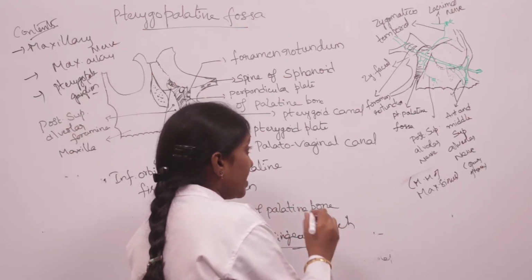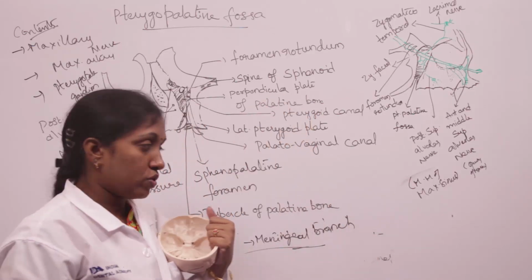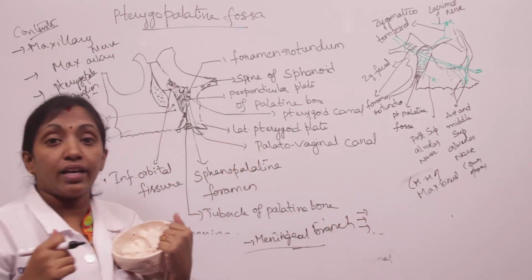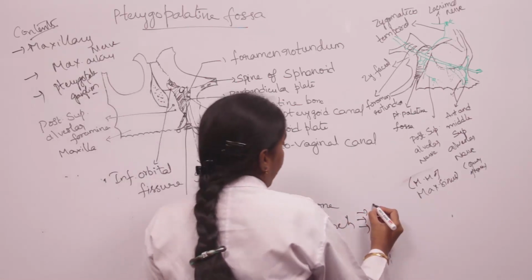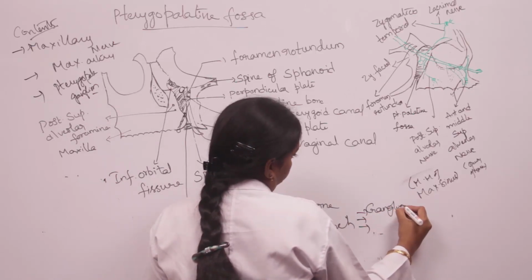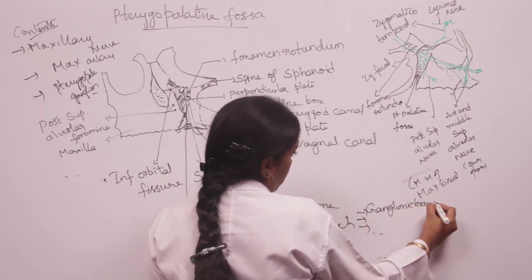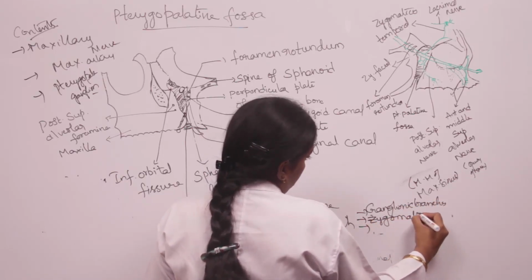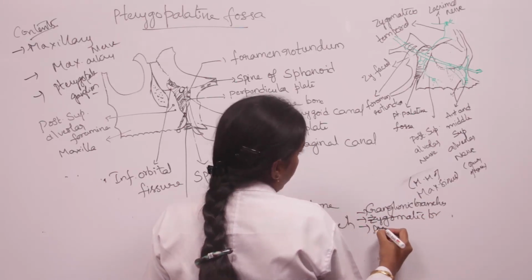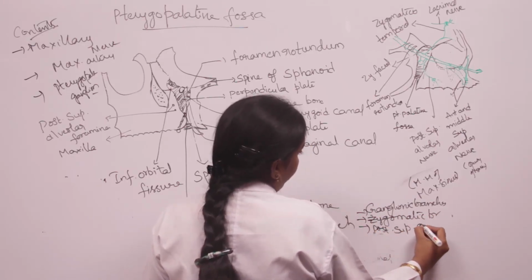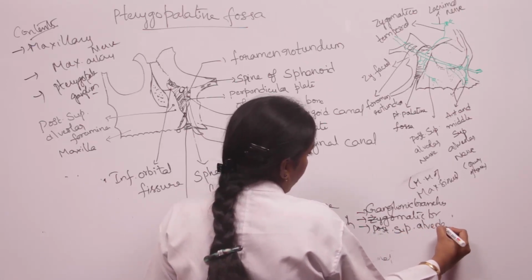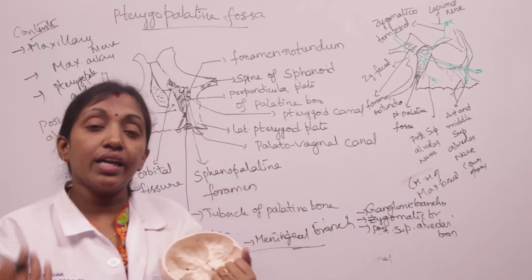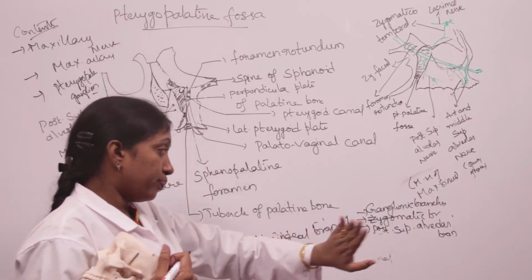Okay. And next, after entering into the pterygopalatine fossa, the maxillary nerve gives 3 branches. One is the ganglionic branches, the next one is the zygomatic branch, and the third one is the posterior superior alveolar branch. So these are the 3 branches that are given by the maxillary nerve in the pterygopalatine fossa.